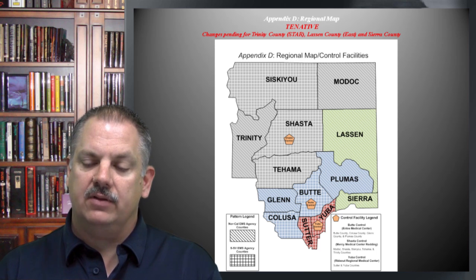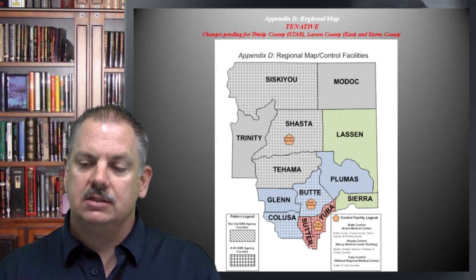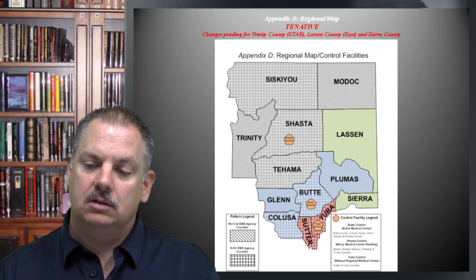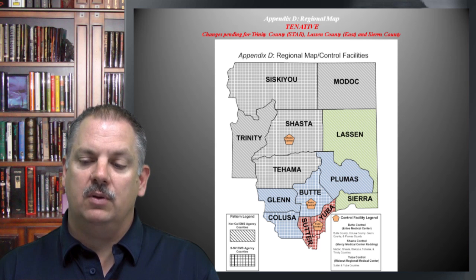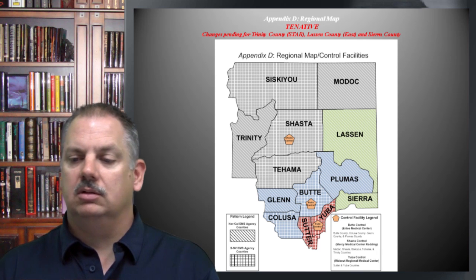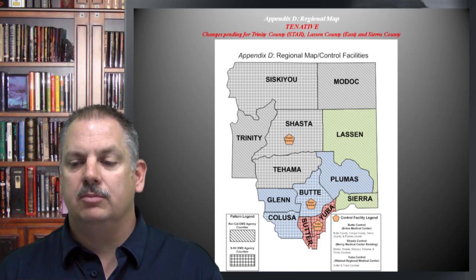And then if you look down there on the blue counties, Butte Control handles Butte, Plumas, Colusa, and Glenn. And Sutter and Yuba, which are part of OES Region 3, are handled by Yuba Control.